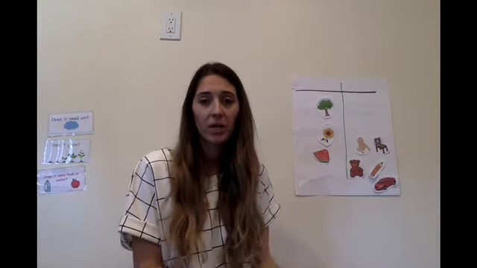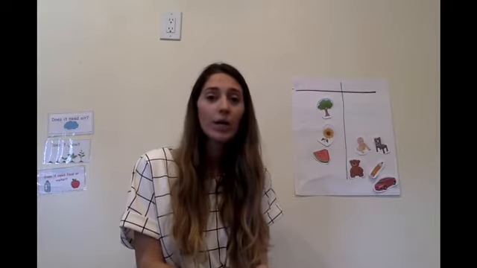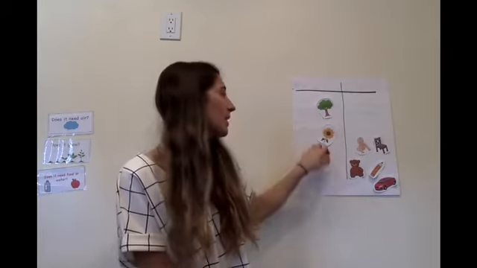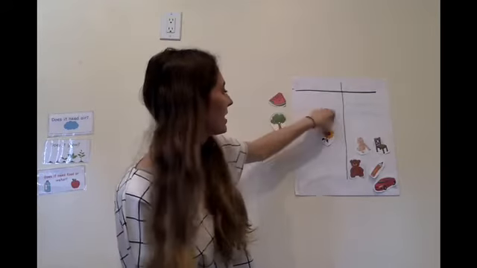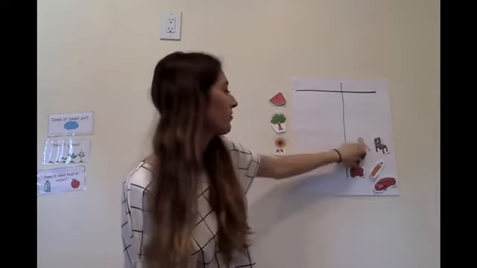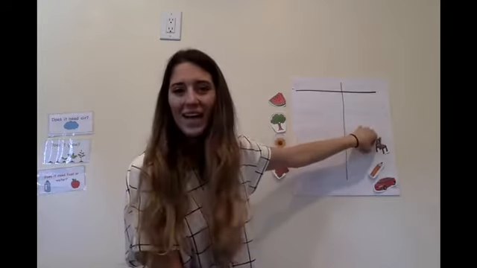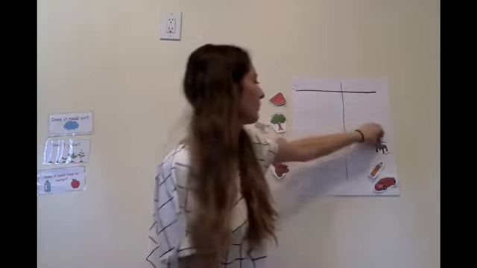Great. So when we sort or classify objects, we need to know what we're comparing them by, or how we're comparing them. Scientists do this all the time to learn about the world around us. So today, we are going to be acting like scientists. But the way we are going to sort our objects is by living or non-living. So what exactly does living mean?